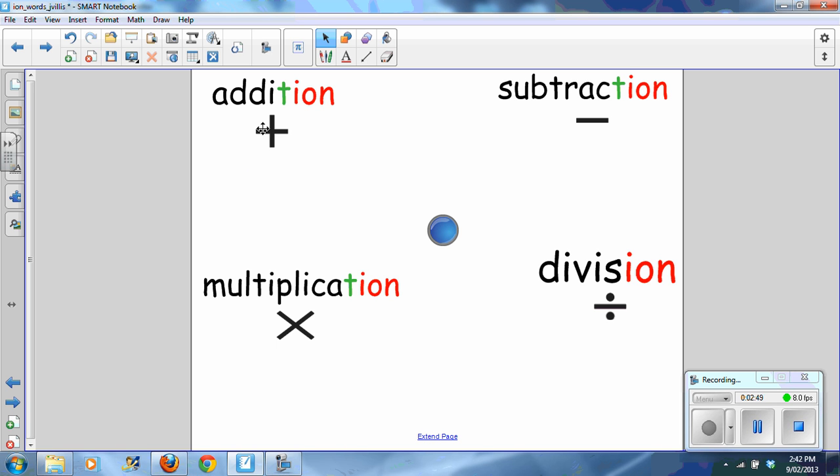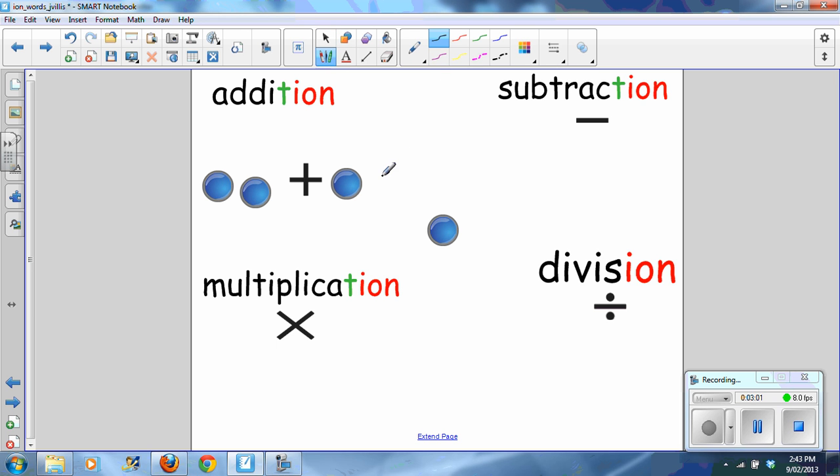Addition. Addition is when you add something. Let's demonstrate that here. I might have 2 plus 1 equals 3. When you add something, you combine the two together. So you add them and count the totals.